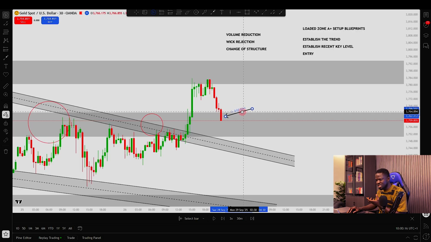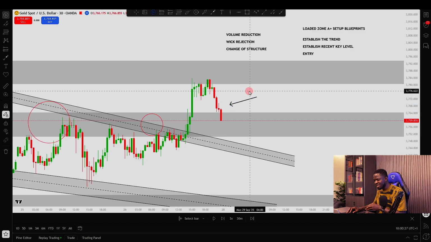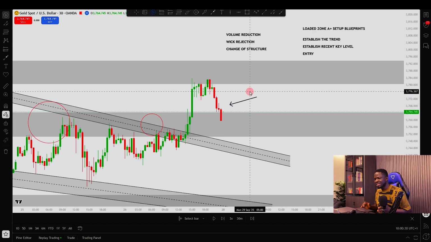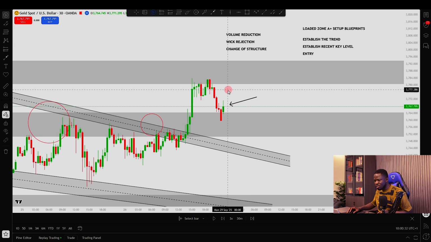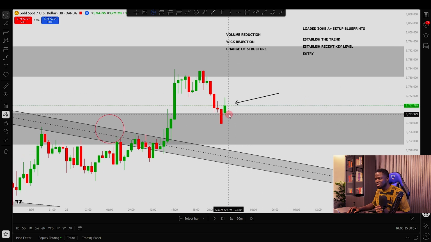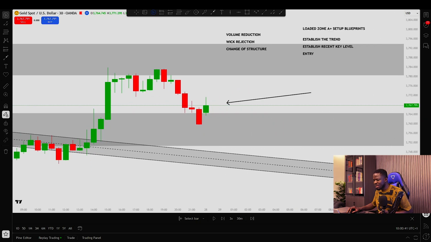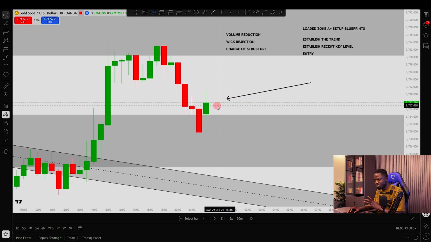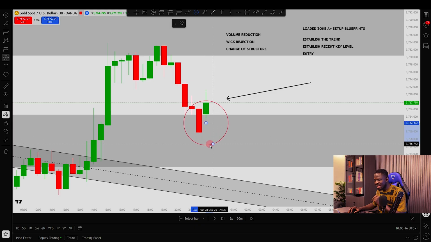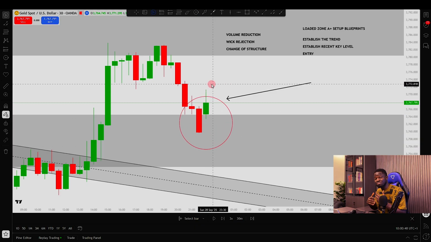So we need to see volume reduction, that the strength of the sellers selling towards our point of interest is dropping gradually before we take any setup in the market. So let's see the next candlestick formation. Now, if you look at the next candlestick formation, it gives us a bullish candlestick pattern, and this candlestick pattern is an inverted hammer. Whenever you spot an inverted hammer at the point of interest, it is a sign that the buyers are warming up to take charge of the market.